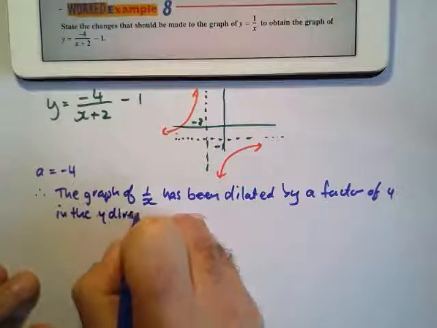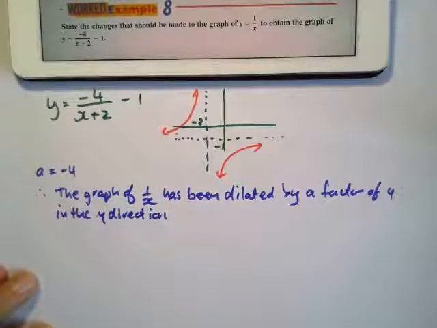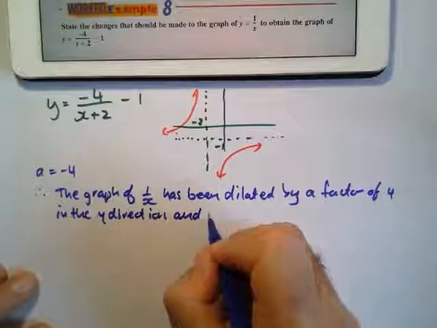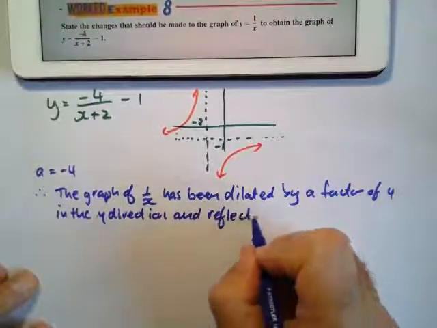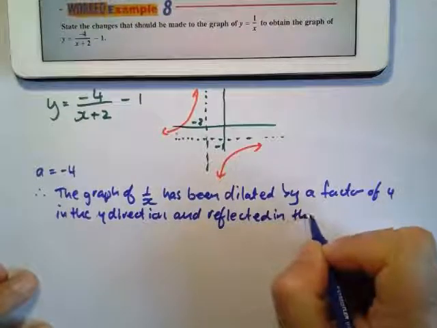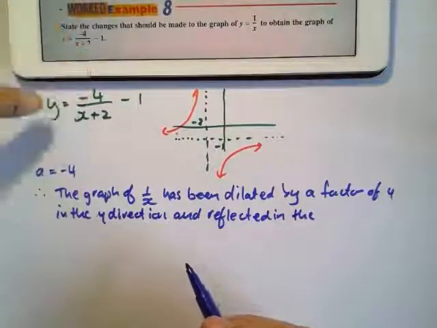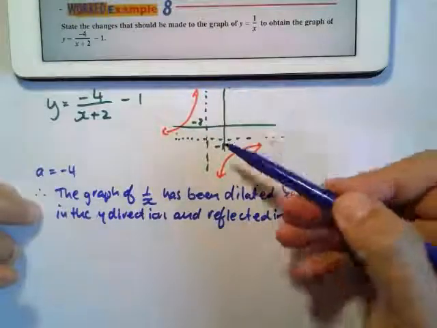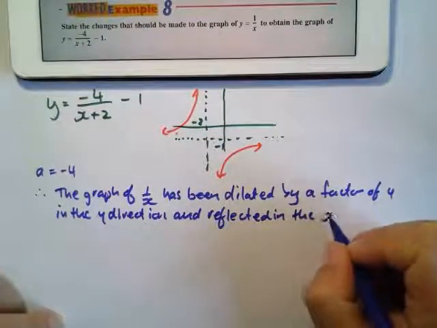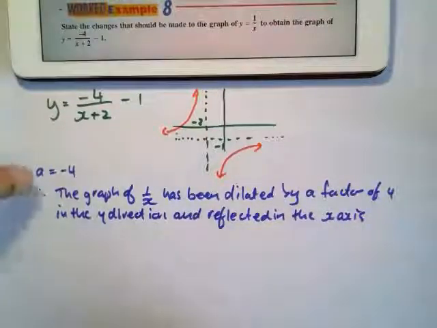In the y direction, I'm going to say, and reflected in the x-axis because it's negative, and reflected in the x-axis because all your y values become negative. So instead of being positive there, it reflected in the x-axis. That's what I can say about -4.